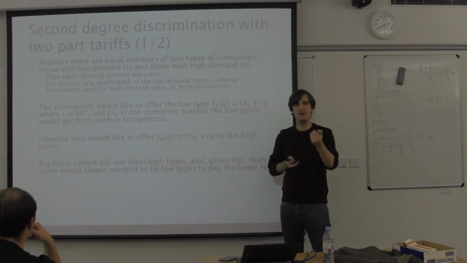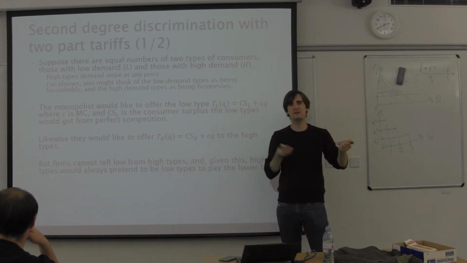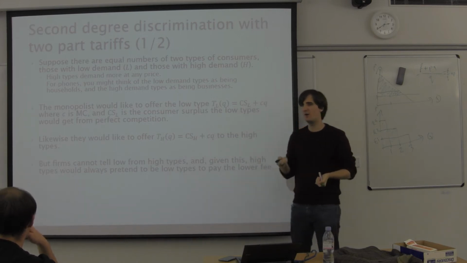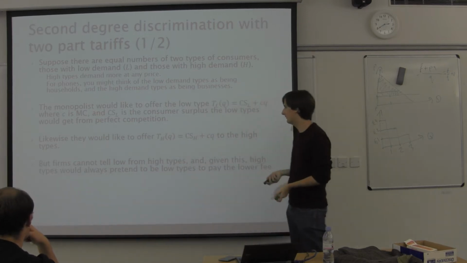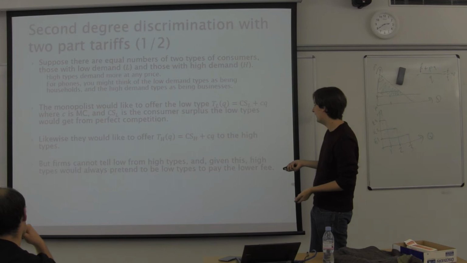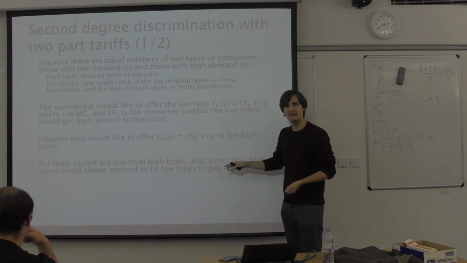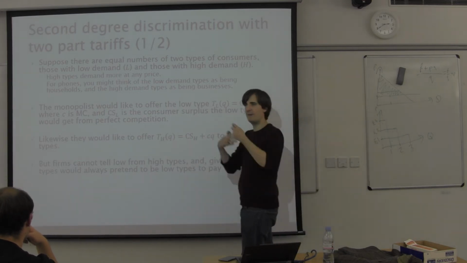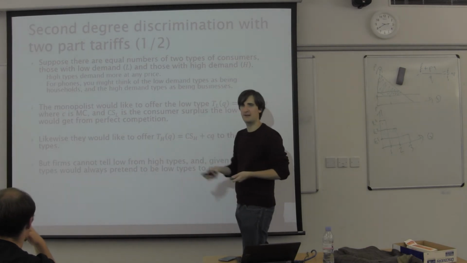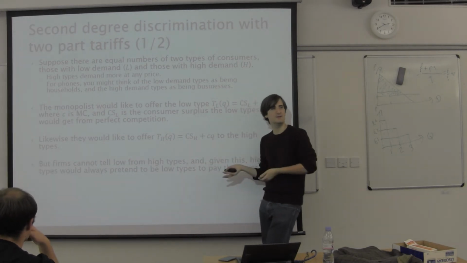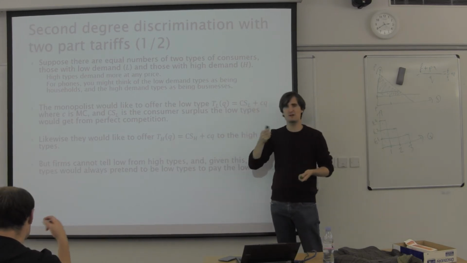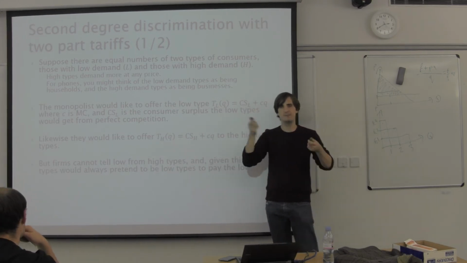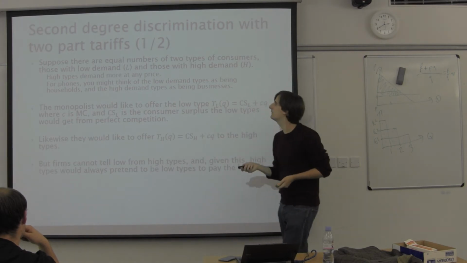But in reality, the firms can't tell the high-value consumers from the low-value consumers. You know, Orange doesn't know when you walk into a shop whether you're a businessman or a student. And even if they did know, maybe then the business people would start dressing up in hoodies in order to pretend to be students. Okay? So it's only really feasible for Orange to offer the same type of contract to both types.